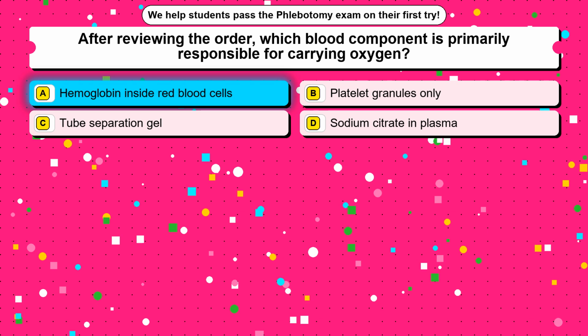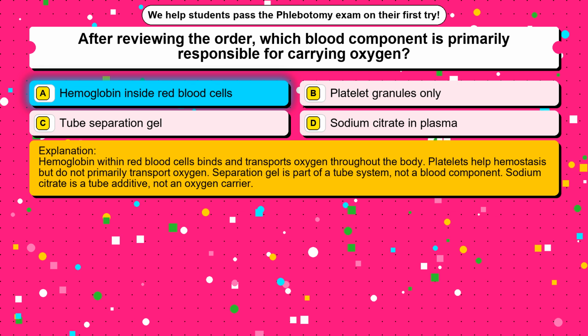The correct answer is option A. Hemoglobin inside red blood cells. Hemoglobin within red blood cells binds and transports oxygen throughout the body. Platelets help hemostasis but do not primarily transport oxygen. Separation gel is part of a tube system, not a blood component. Sodium citrate is a tube additive, not an oxygen carrier.